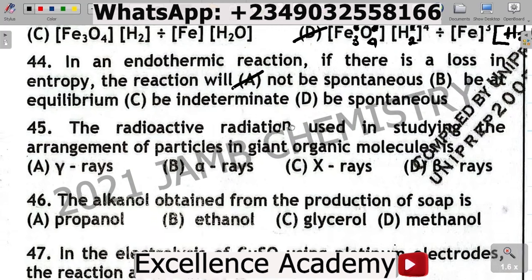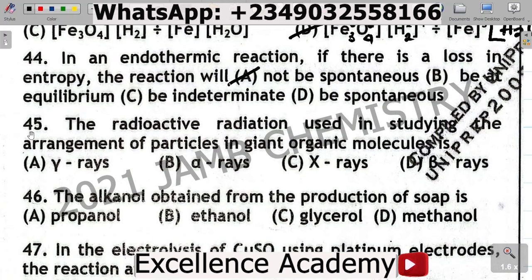Please take notes. Next up, question number 45. The radioactive radiation used in studying the arrangement of particles in giant organic molecules is A, gamma rays, B, alpha rays, C, X-rays, D, beta rays. Now for 45, you want to take note that the correct option here is C, X-rays. Note that X-rays are used to study arrangement or structures of large molecules or crystals. And why is this so? This is so because X-rays have more penetrating power. So the correct option there is C, X-rays.